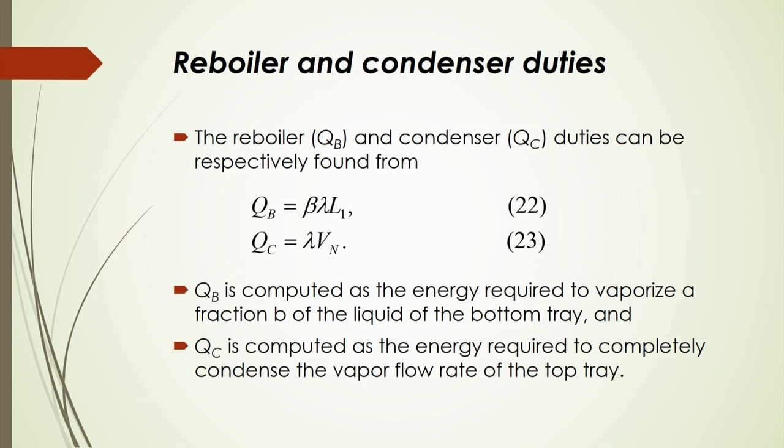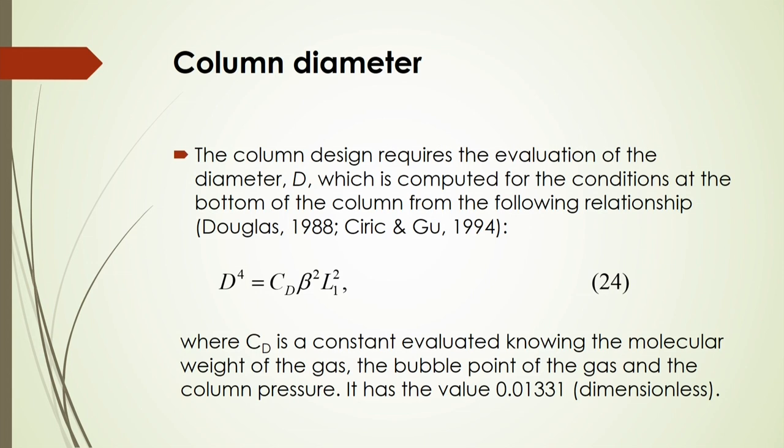And then how to calculate the column diameter? The column design will require the evaluation of the diameter D, which is calculated for the conditions at the bottom of the column from equation number 24, given by Douglas in 1988, or you can follow the Sirik and Gu 1994 paper. In this case C D is a constant, which is evaluated by knowing the molecular weight of the gas, the bubble point of the gas and the column pressure. It has the value of 0.01331, dimensionless, as per the 1994 paper.